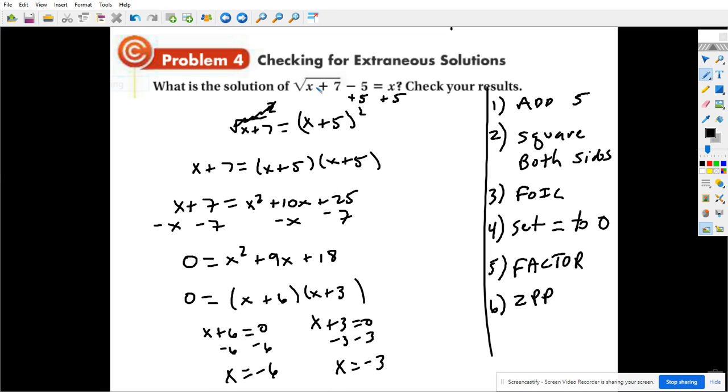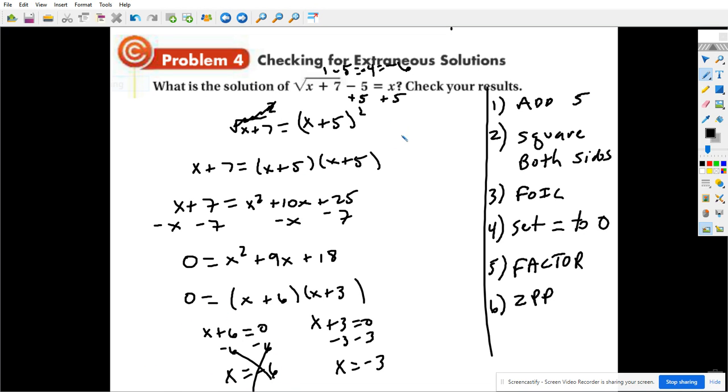Okay, I cannot get a negative, so I have to make sure that when I plug this in, it works. Right, so negative 6 plus 7 is 1. 1 minus 5 equals negative 4. I just plugged in negative 6. Does negative 4 equal negative 6? No. So negative 6 is what we call an extraneous solution.